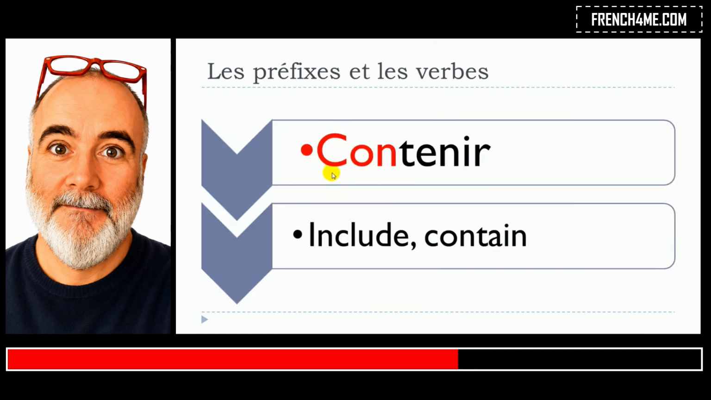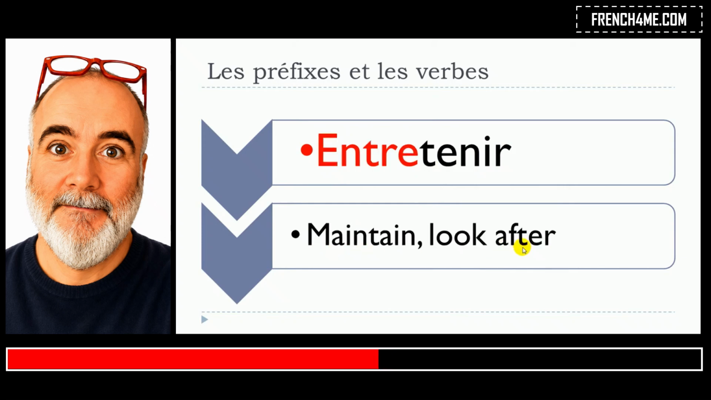So the first one that we have, if you add the letters C-O-N, con, you will get contenir, okay, and that's how it could be translated. Then it's possible to add this E-N-T-R-E, entre, and you will get entretenir. And here is the meaning.